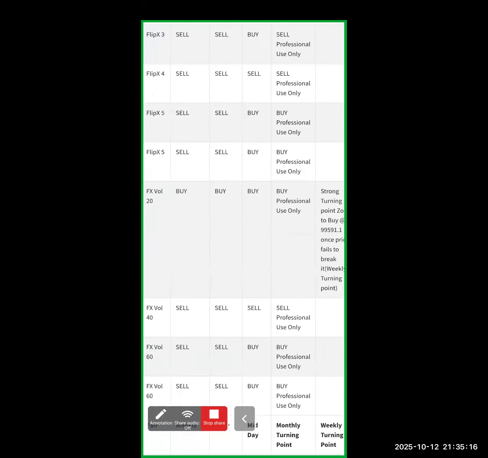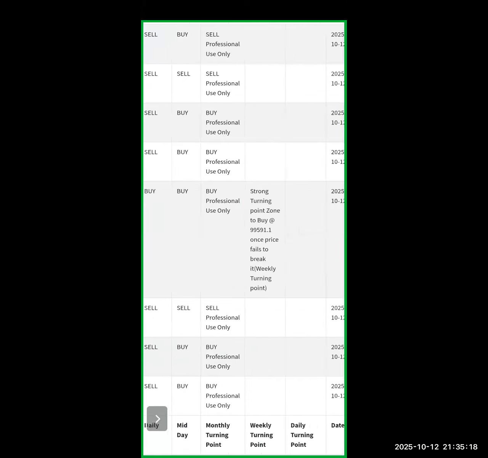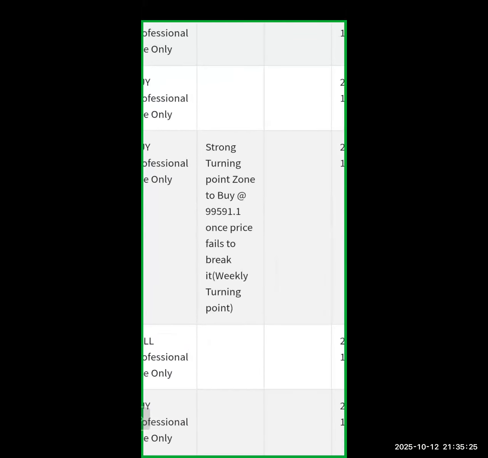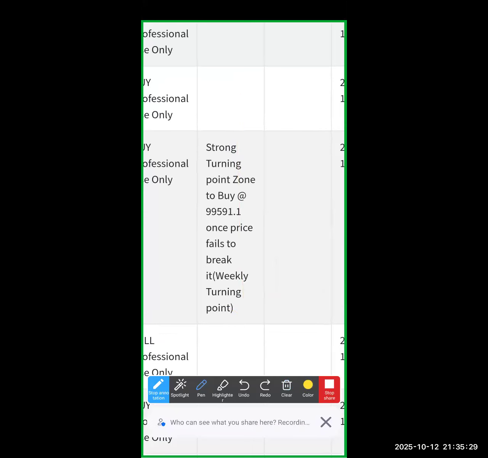There's one turning point here, which is FS Vol 20. As you can see, like I told you, I'm still buying this pair. Look at FS Vol 20. This is the week turning point. Now, if you plot this, if you have the app, you have the free trial, go and check this out. Plot this on your chart. You see that price is buying from this level to the top.